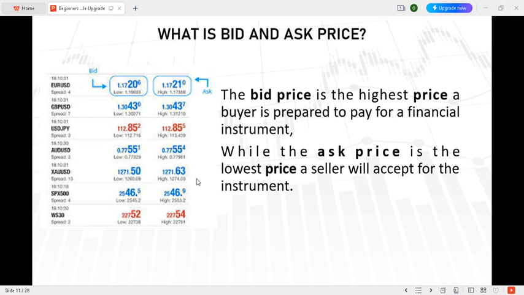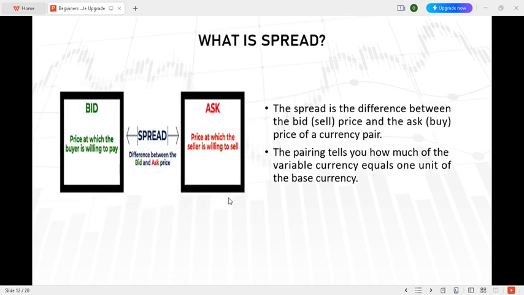The difference between the bid and the ask price is what we call the spread in forex trading. Like I just said earlier, the spread is the difference between the bid price and the ask price. It is very important that we know the difference in our trading. Don't worry, as we proceed, I will explain everything in detail, where the bid-ask price, or the spread, becomes a thing of importance. So we'll go over to the next one.